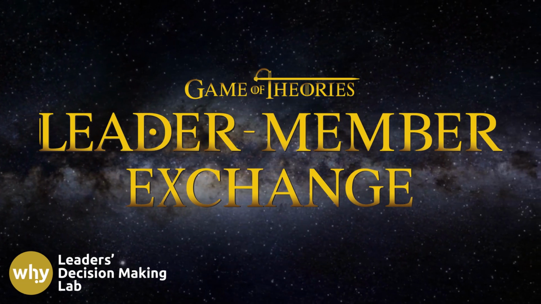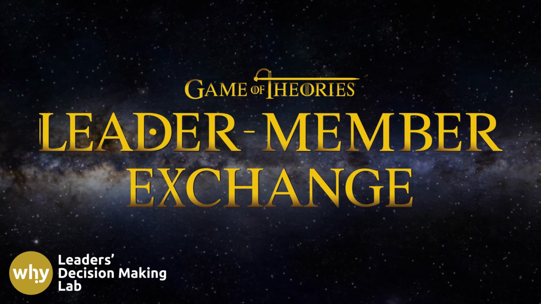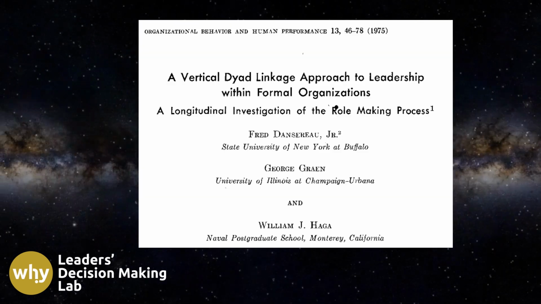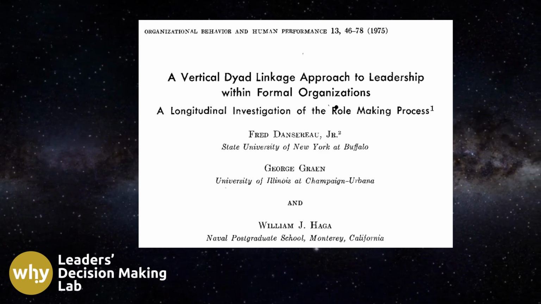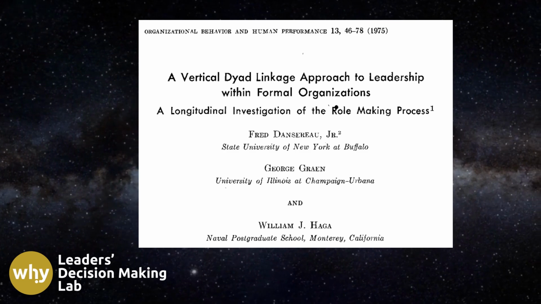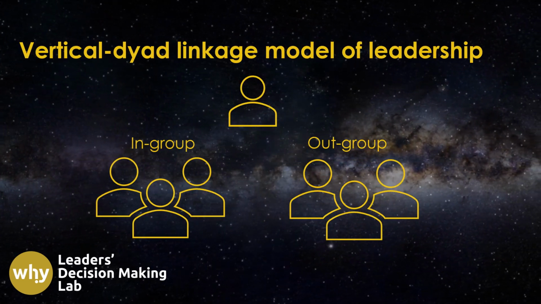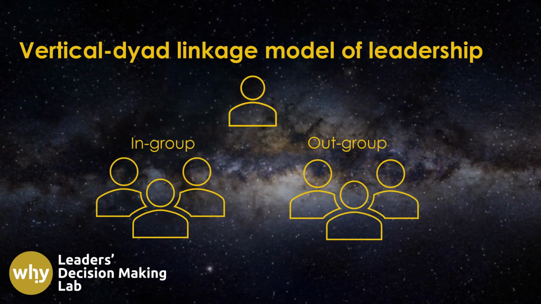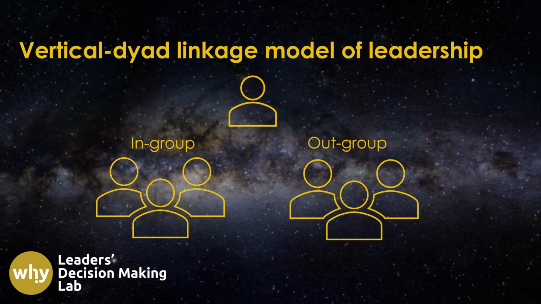This theory explains leadership from a perspective of the two-way relationship between leaders and their followers, known as the dyadic relationship. The leader-member exchange was introduced in the mid-1970s to explain the relationships between leaders and their work group members. Initially known as the vertical dyad linkage model of leadership, the theory proposed that leaders form two distinct groups within their team, an in-group and an out-group.